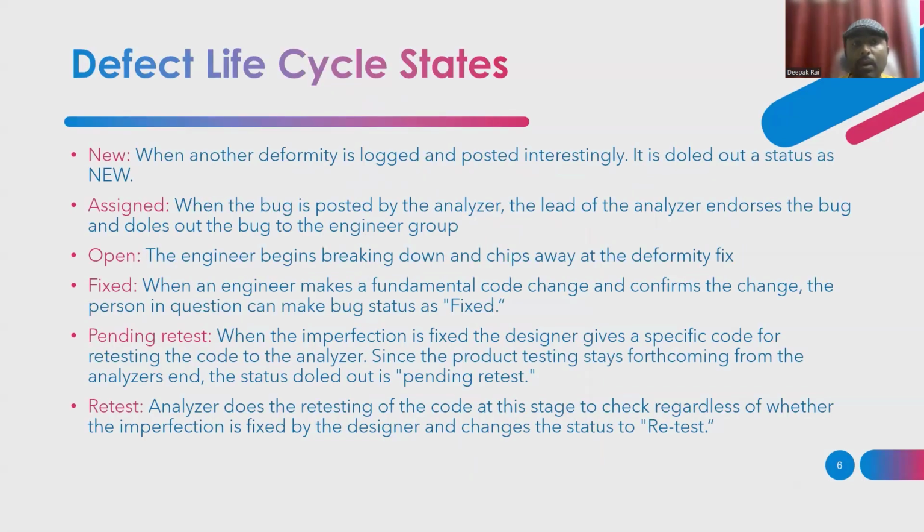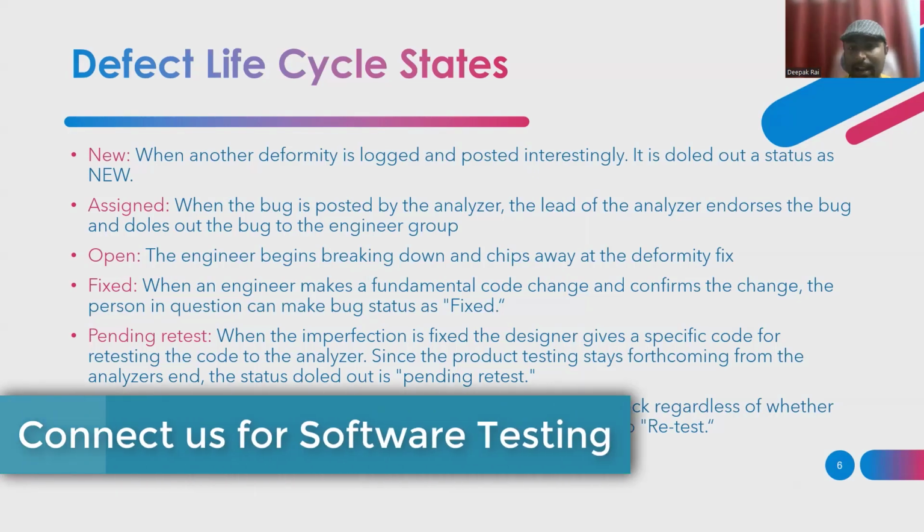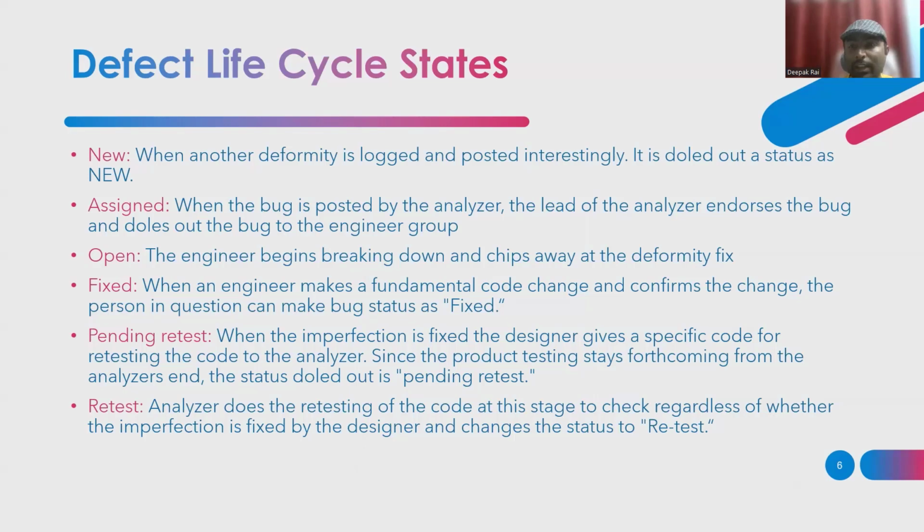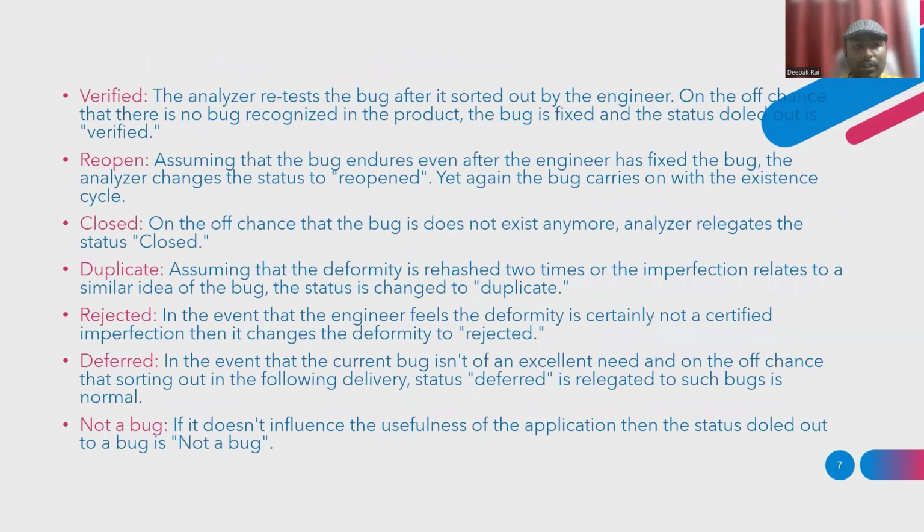Now, when we talk about the different states, which I explained here, I've covered them in short. Formally, whenever the defect is logged, that is called the new state. When the bug is posted by the analyzer, the lead of the analyzer reviews the bug and assigns it to the engineer group. When it comes to open, the engineer begins working on the defect fix. And when the engineer makes the necessary code changes and confirms them, they can mark the bug status as fixed. Based on this, the software testing team will start verifying that defect. So these are the stages.